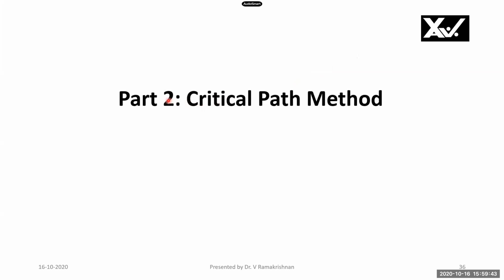Dear friends, earlier in part 1, we have seen how to draw a project network diagram. Later in part 2, we have seen the critical path method, how to find out the project completion time, and the total float and free float for non-critical activities. For critical activities, the total float and free float will be 0.